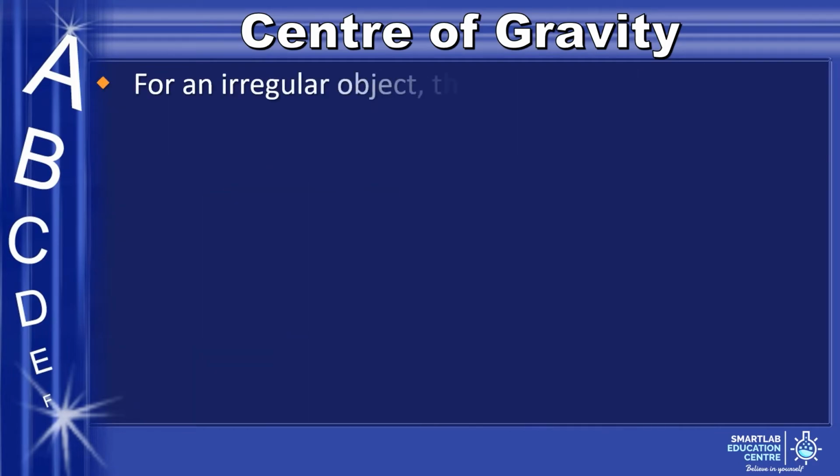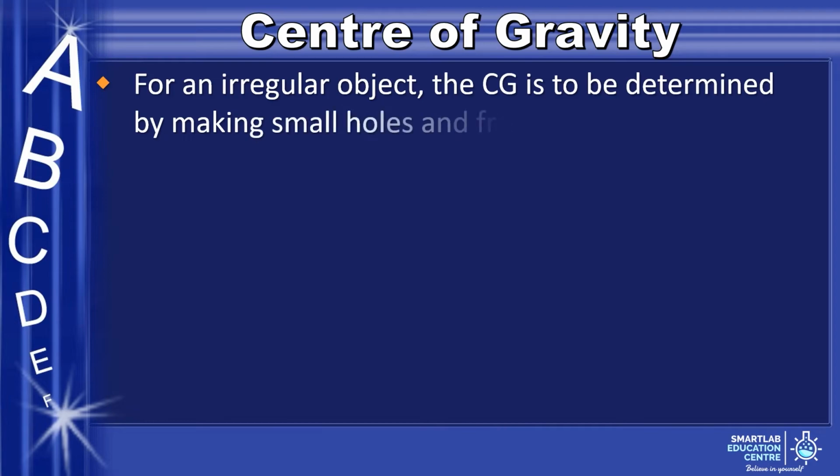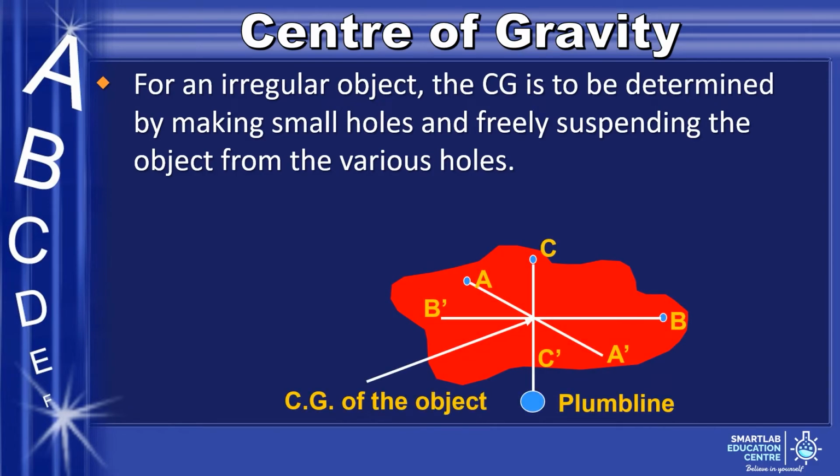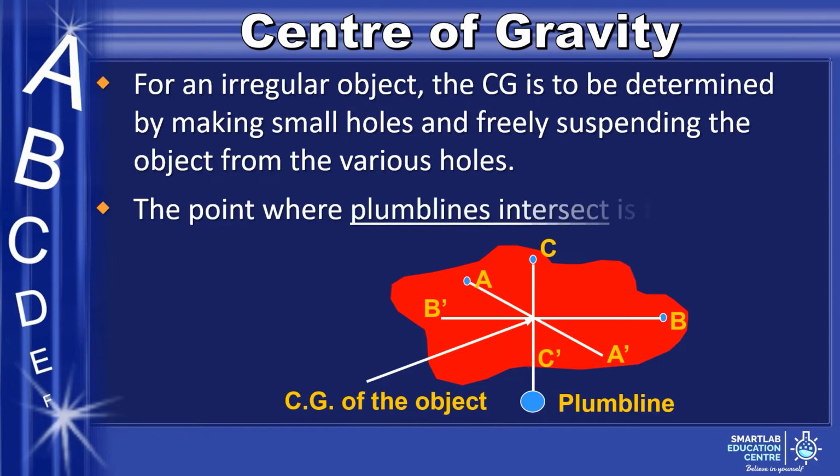For an irregular object, the center of gravity is to be determined by making small holes and freely suspending the object from the various holes. This can be explained in the diagram below. The point where the plumb lines intersect is the position of the center of gravity.